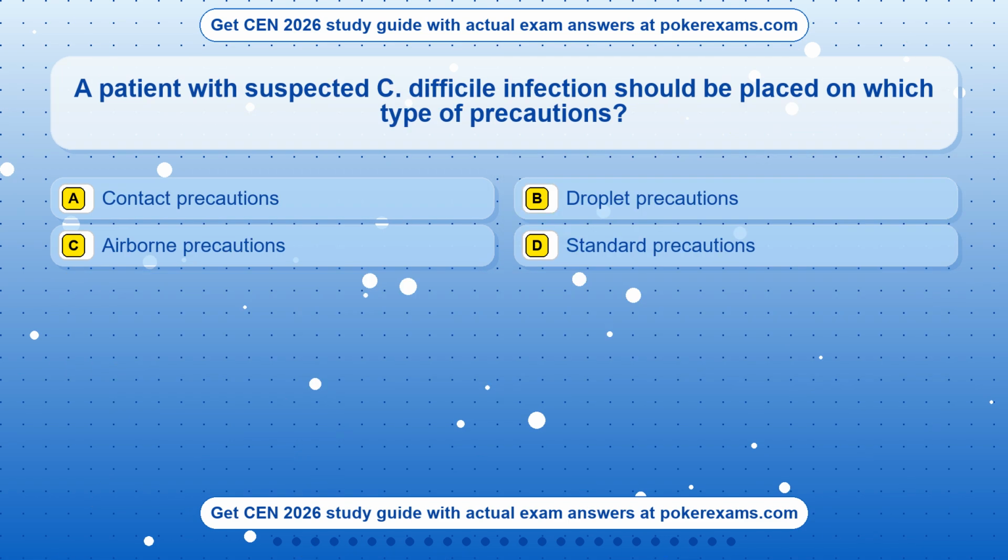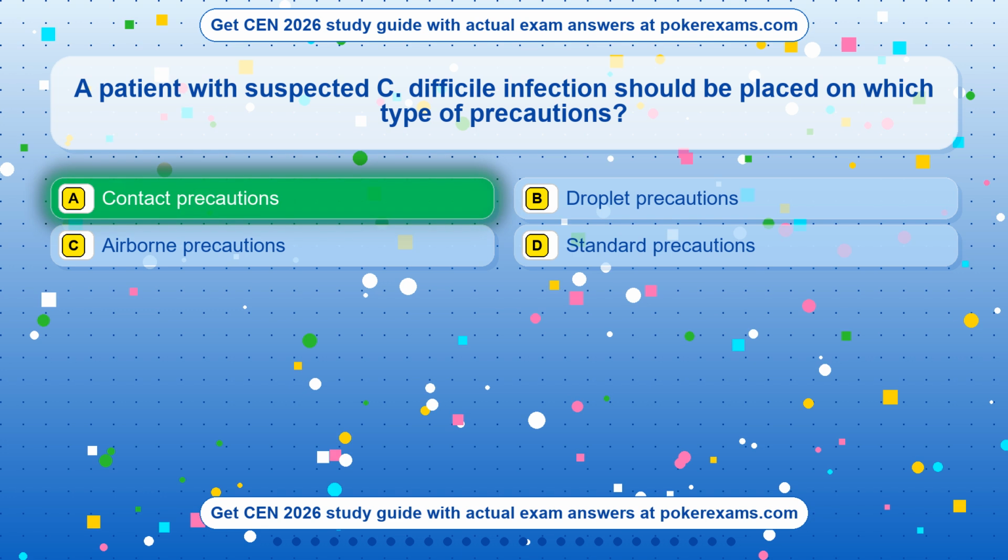Question 24. A patient with suspected C. difficile infection should be placed on which type of precautions? Option A, contact precautions. Option B, droplet precautions. Option C, airborne precautions. Option D, standard precautions. The correct answer is option A.